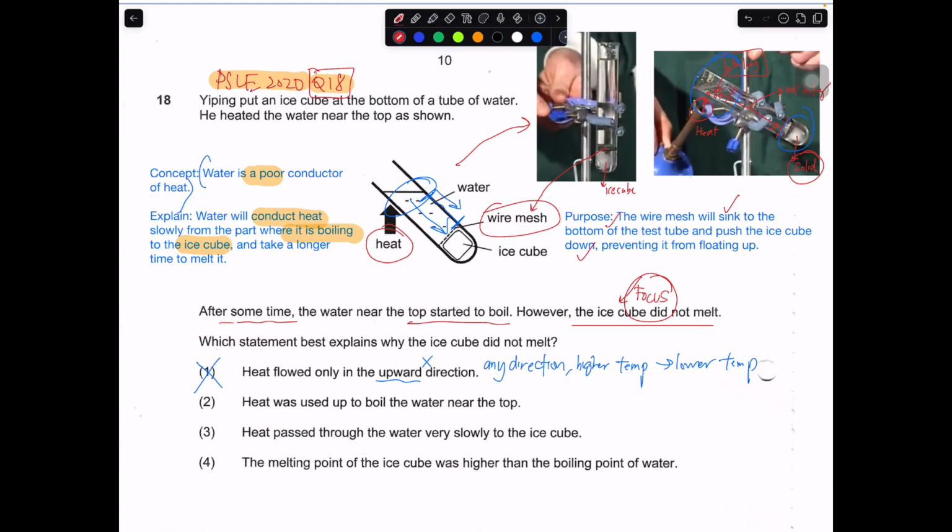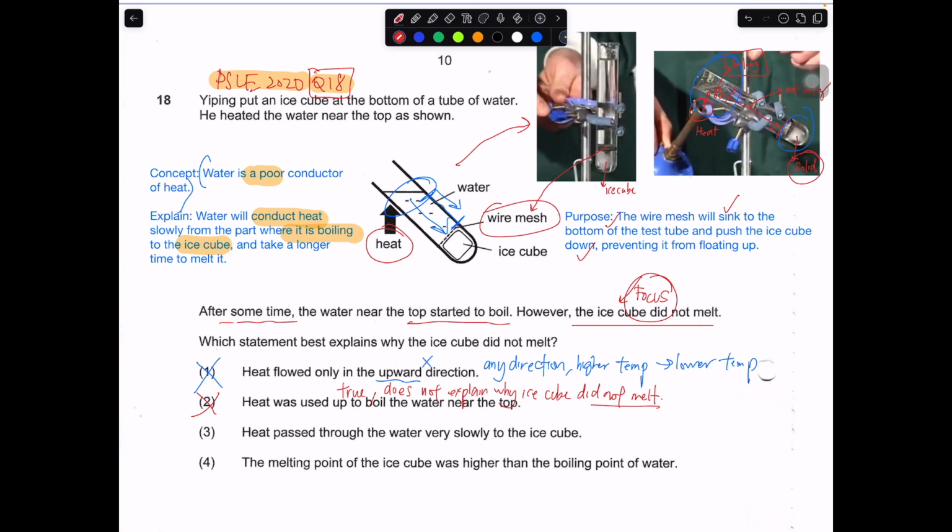So let's take a look at this part. Option 2: heat was used to boil the water near the top. This is a true statement, but it does not explain why the ice cube did not melt. It does not explain this part. So therefore, number two is wrong.